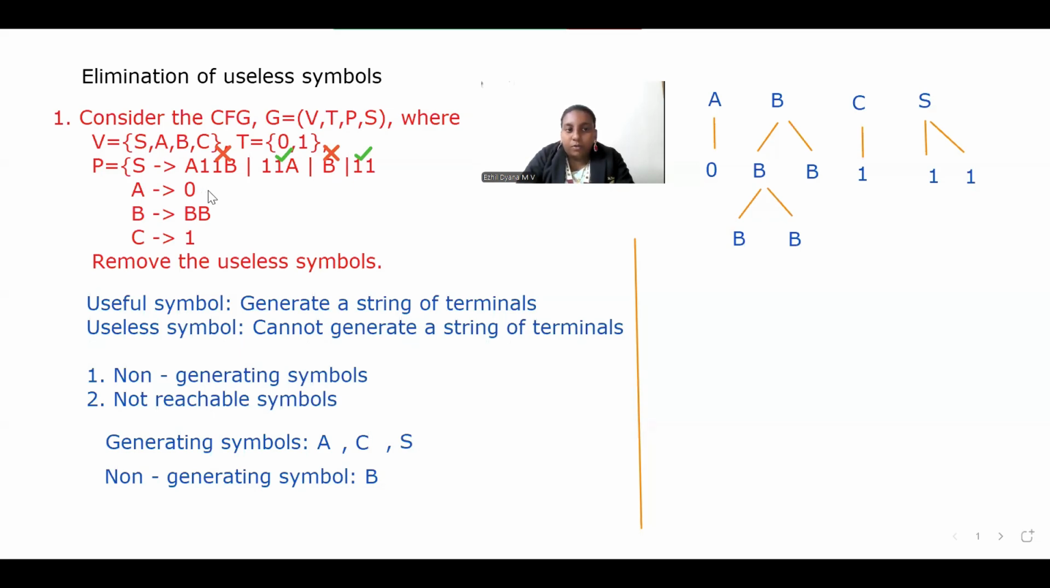A tends to 0, which is generating. And B tends to double B, which is non-generating because it has 2 non-terminals B. Every time I try to expand it, I'll end up only in a non-terminal. Next one is C tends to 1. Yes, that is generating. So I'm going to rewrite my grammar after removing the non-generating symbols.